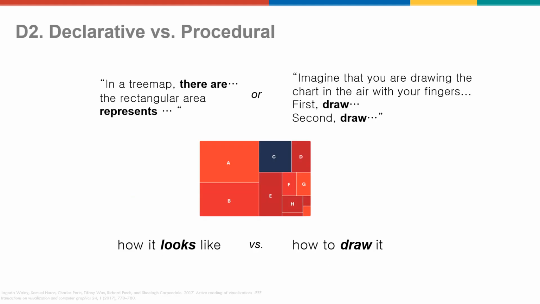The second explanation strategy dimension is declarative versus procedural. We inspired this dimension by active learning theory. Declarative explanation describes what the chart type looks like, while procedural explanation provides a step-by-step instruction on how to draw the chart type.